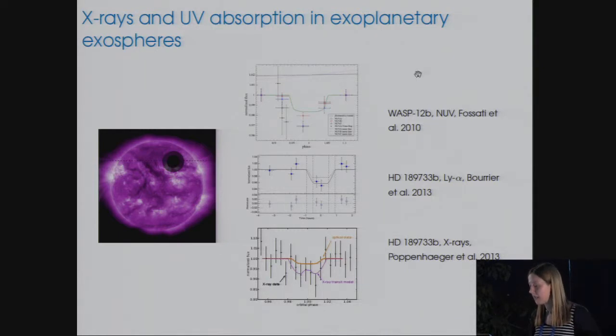Quite a number of observations have been done in the UV and also in X-rays where deeper or also asymmetric transit profiles have been found at short wavelengths, and that points to quite complex extended atmospheres there. But all of these observations, as you can see from the scatter and the error bars, will greatly benefit from upcoming opportunities with larger effective areas in this wavelength regime.